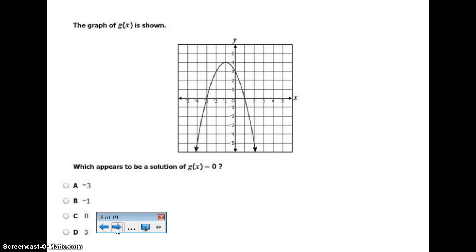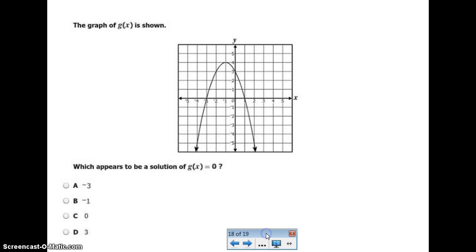Okay, here it says the graph of g of x is shown. So it's U-shaped, or this time an upside down U, but that means this is a quadratic function. The question is, which appears to be a solution of g of x equals 0?